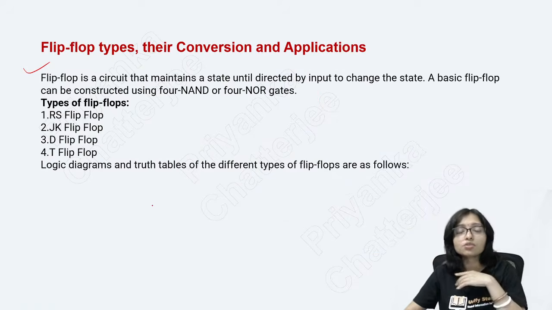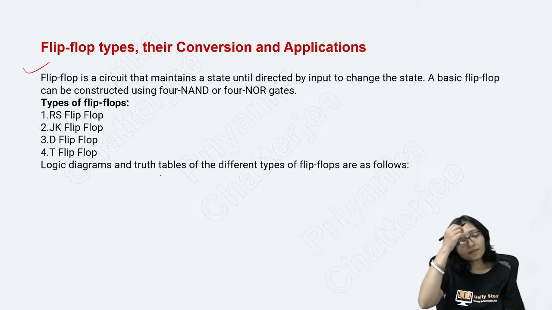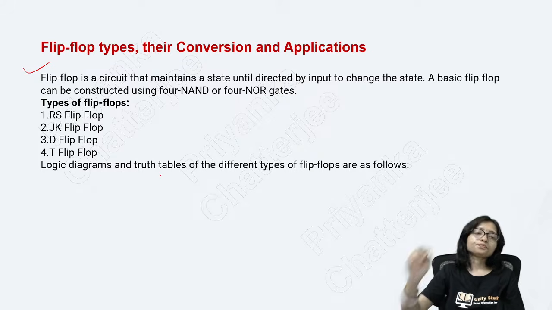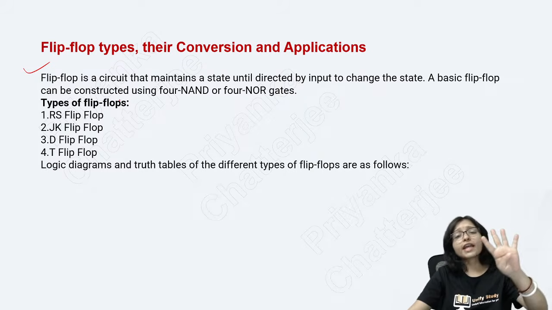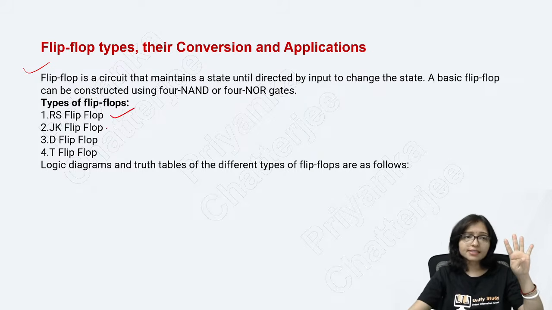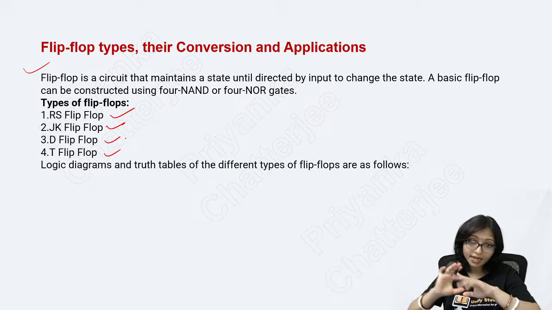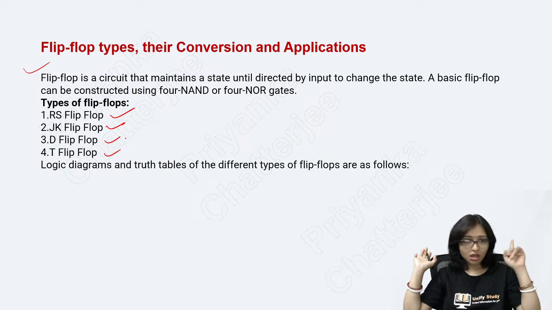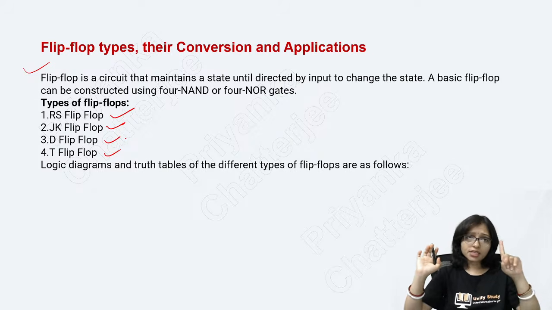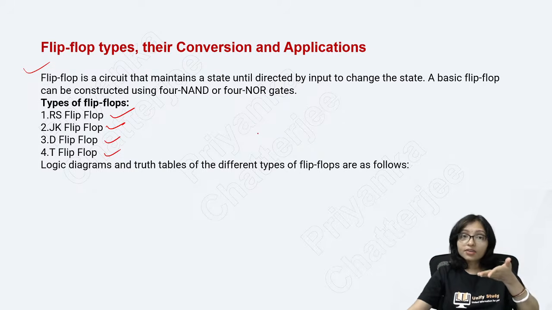Now see here the flip-flop. How to do the flip-flop? There are 4 types of flip-flop: RS, JK, D, T. If you can understand one flip-flop, the other flip-flops are very easy. You only have to understand one flip-flop, and a flip-flop is where it is giving feedback, right?